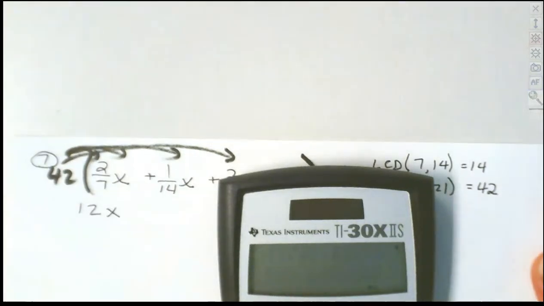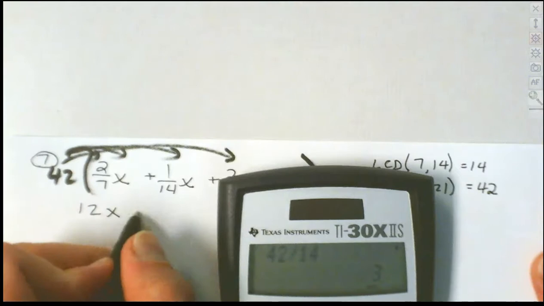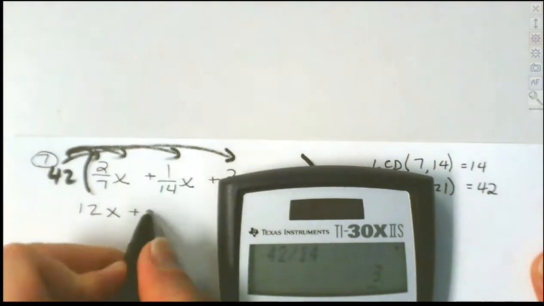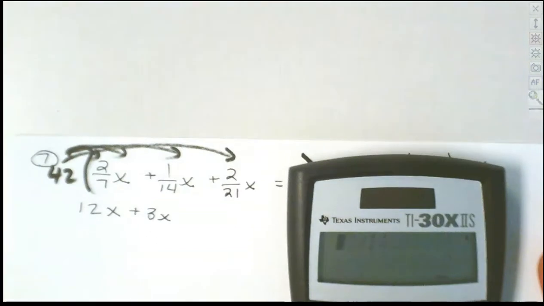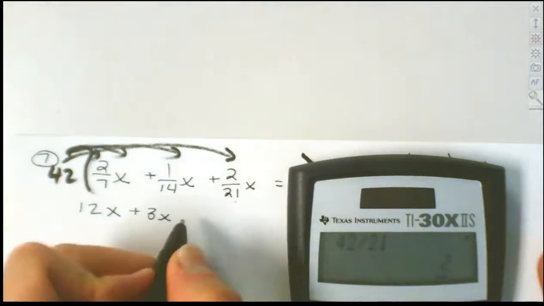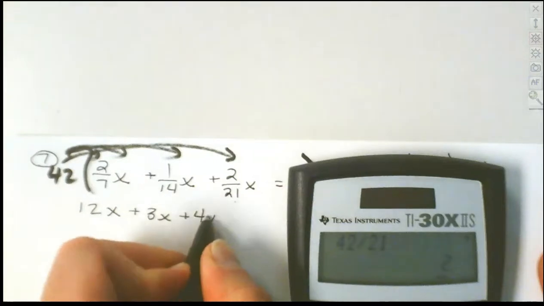Next one, 42 divided by that 14 down below. That's a 3, right? So that's going to be a 3 times 1. That makes it a 3x there. Next, 21. So 42 divided by 21, we know that's going to be a 2. And 2 times that 2 makes it a 4.